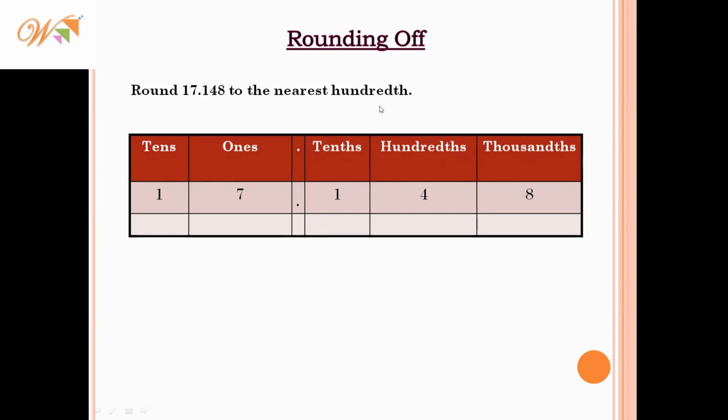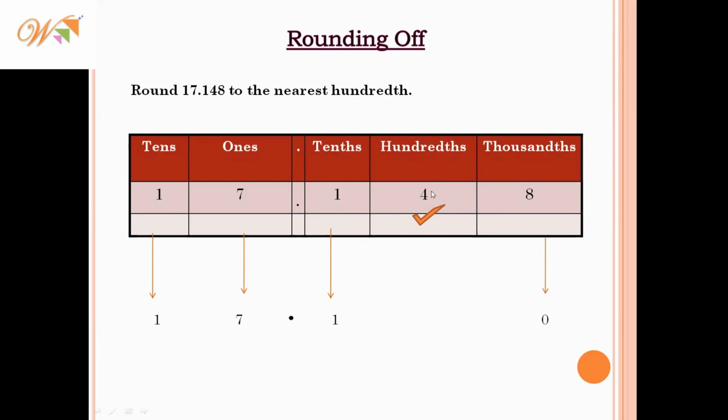Now you have to round it off to the nearest hundredths. That means we have to focus on the digit that is at the hundredths place. So what will happen? All the digits on the left of 4 will come as it is. Decimal will also come as it is. The digit on the right of it will become 0.